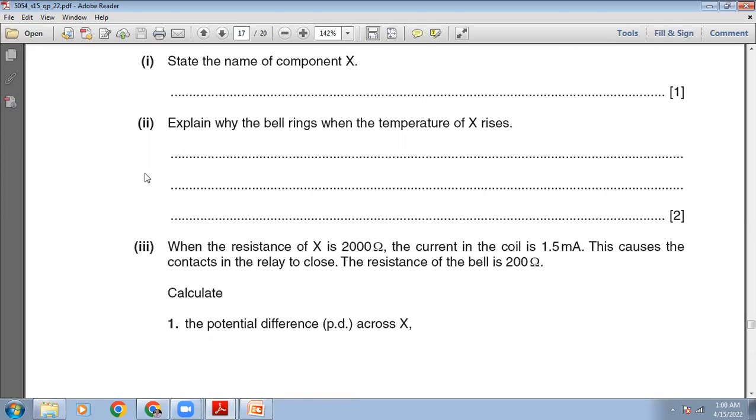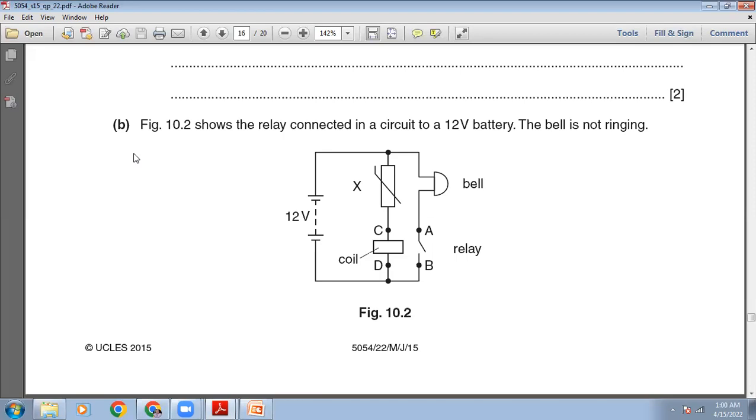Explain why the bell rings when the temperature of X rises. So when the temperature rises, the resistance of the thermistor will decrease, and here the current will start flowing. And when a large amount of current flows through this branch, this coil will become a stronger electromagnet and it will attract this toggle towards the left, and this switch will be closed. When this switch AB is closed, the path of the current for this bell will be completed and this bell will start ringing.